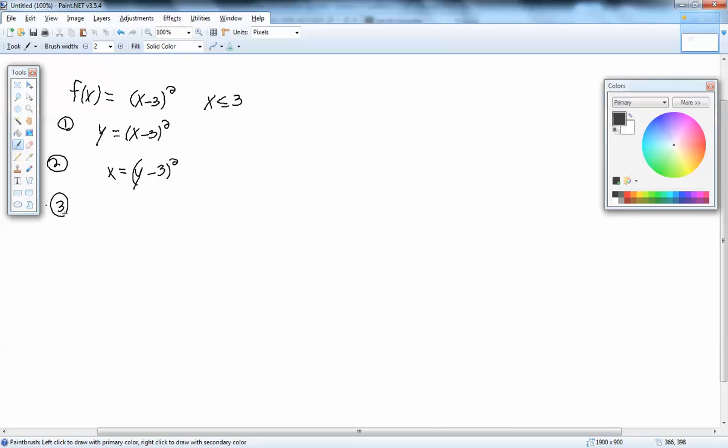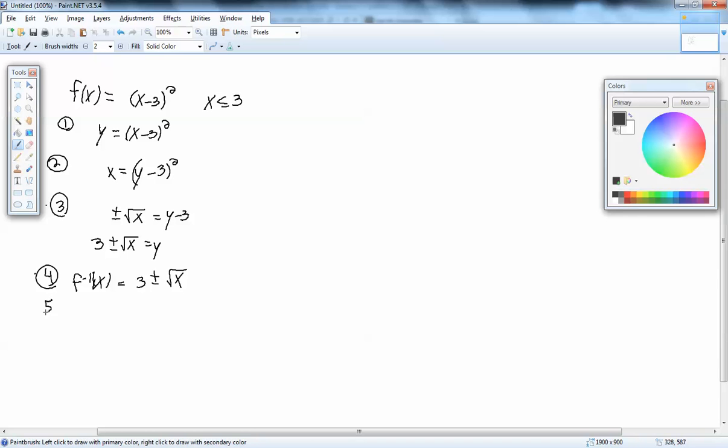This is a square root property. Whenever you have something squared equal to something else, you drop your squared, and you put a plus or minus square root around the other side. Then I'll take the negative 3 over, so we've got 3 plus or minus square root of x is equal to y. Step 4, put our inverse notation in. So we've got the inverse of f is equal to 3 plus or minus square root of x.